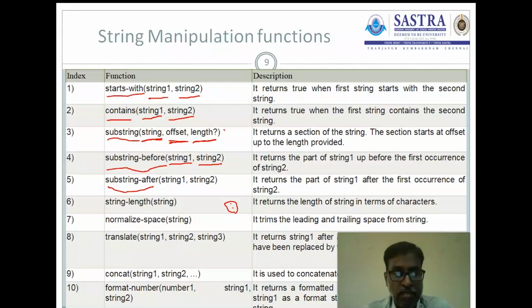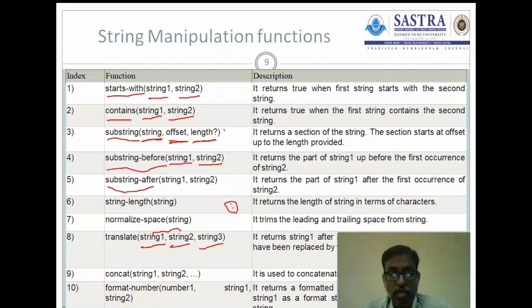The translate function is used to replace a character or a set of characters. The first parameter is the string in which we are going to search. String 2 is searched in string 1, and if any match is found in the searching process, then immediately those characters are replaced by string 3. Then the concat function, already discussed, concatenates two or more strings.